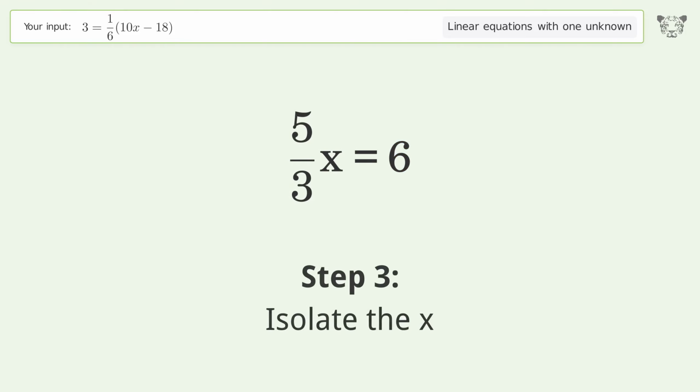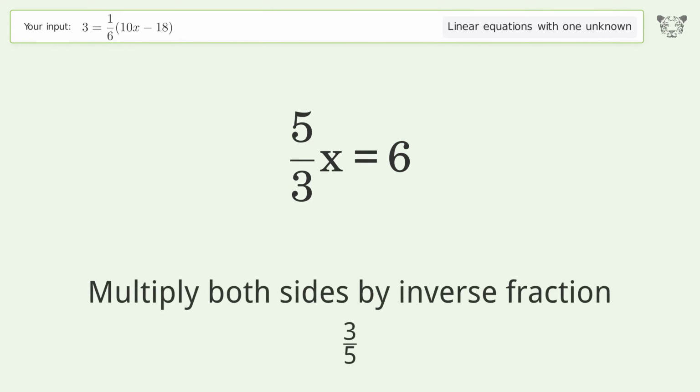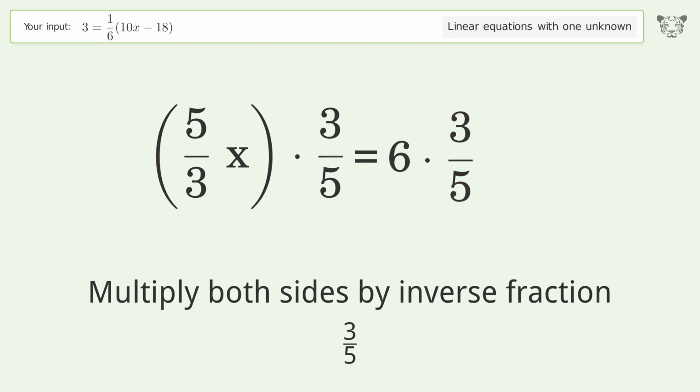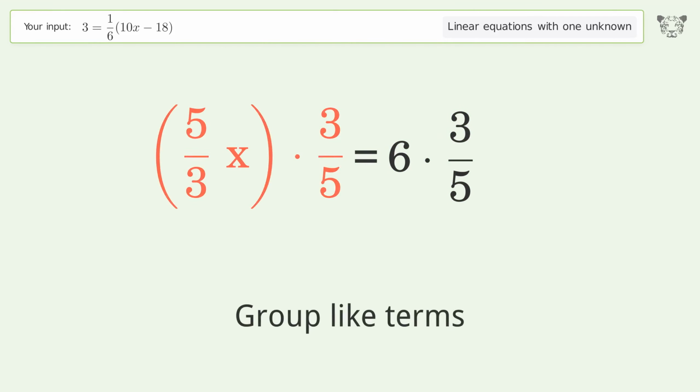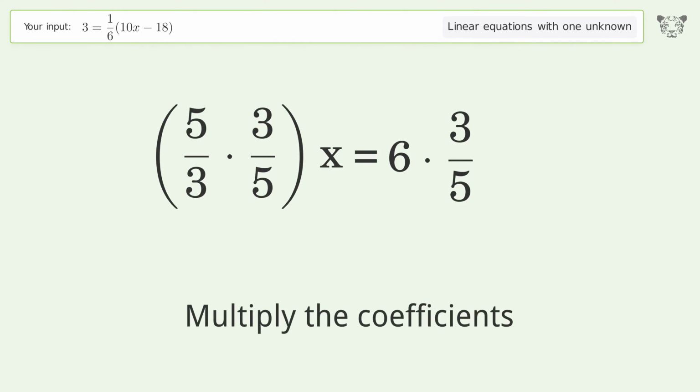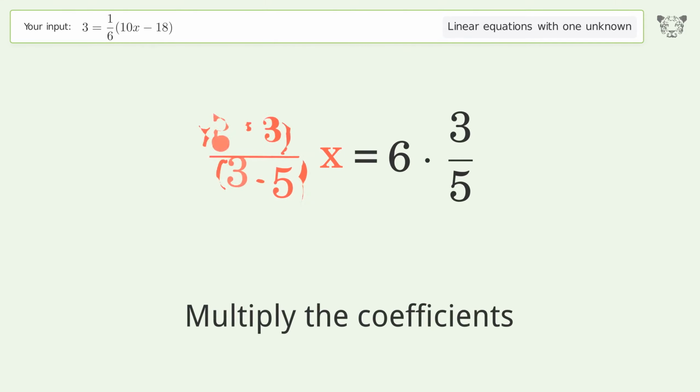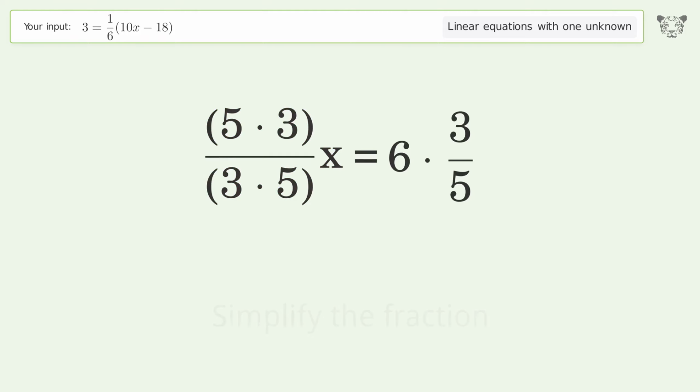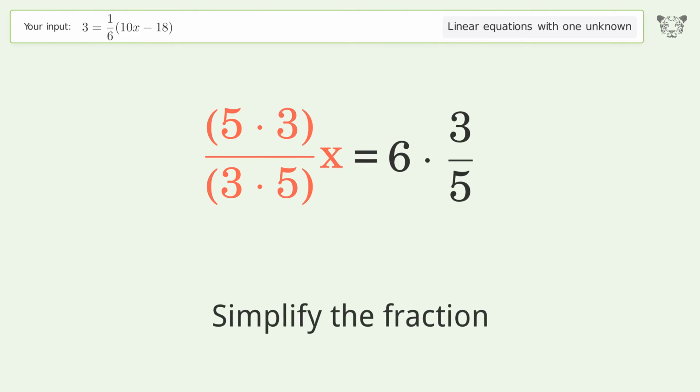Isolate the x. Multiply both sides by inverse fraction 3 over 5. Group like terms. Multiply the coefficients. Simplify the fraction.